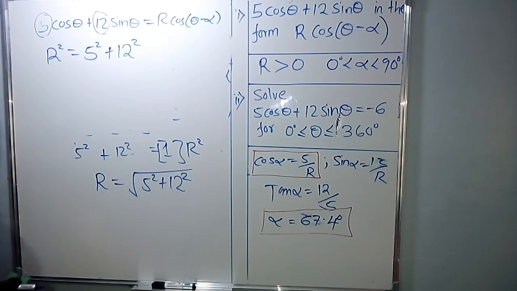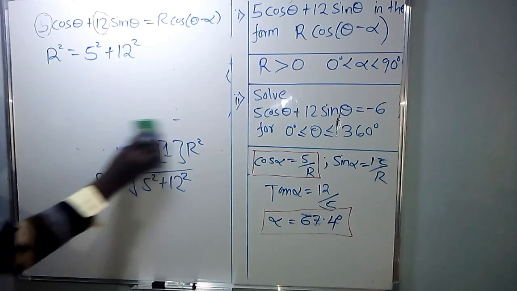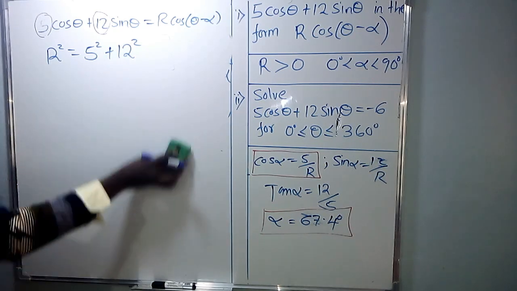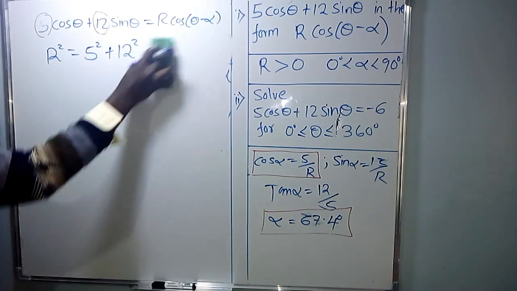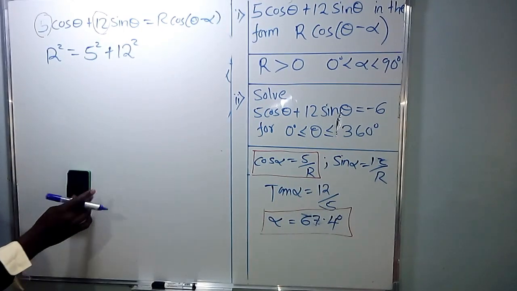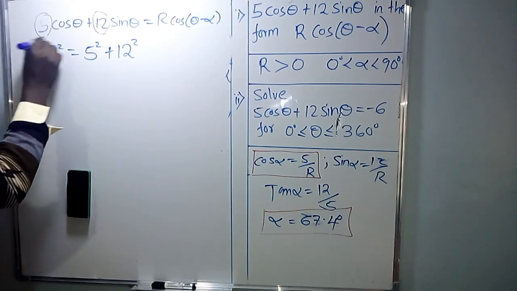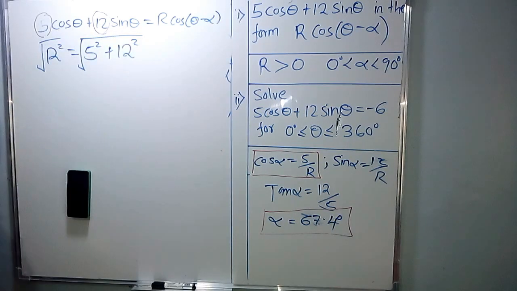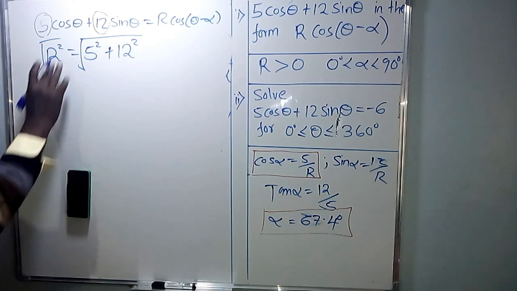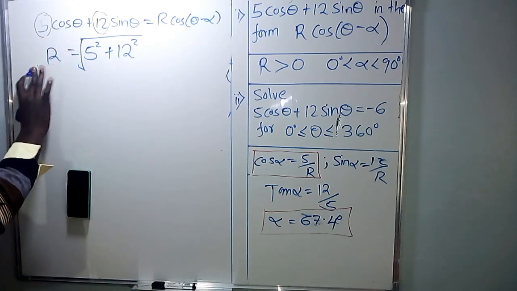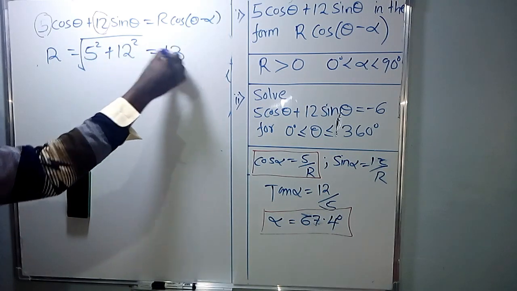Are we together? So whether here was negative 12 squared, negative squared will be positive, isn't it? Are you seeing that? So that is why I'm saying if here was negative, you don't need to record it as negative 12 squared. You just record it as 12 squared because negative squared is positive, isn't it? So we now have r is the square root of 5 squared plus 12 squared. And if you work that out, you get 13.